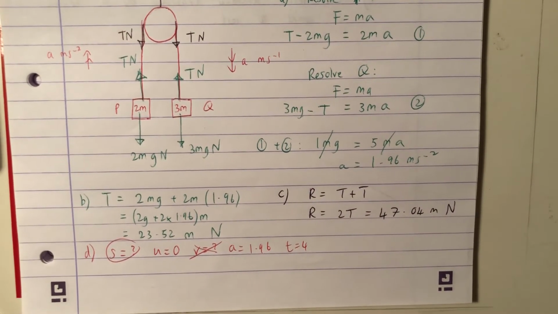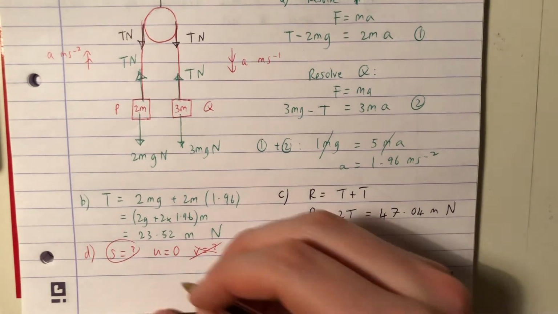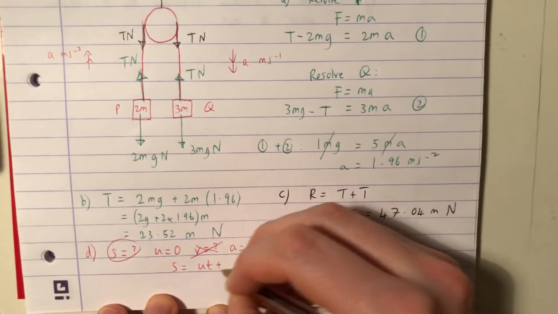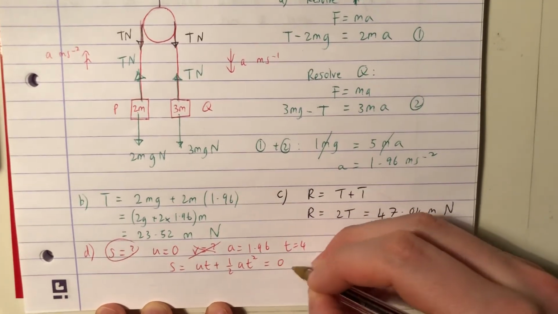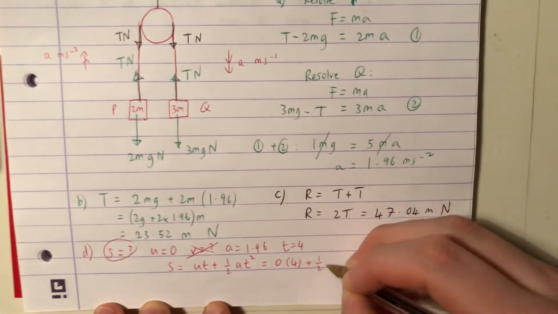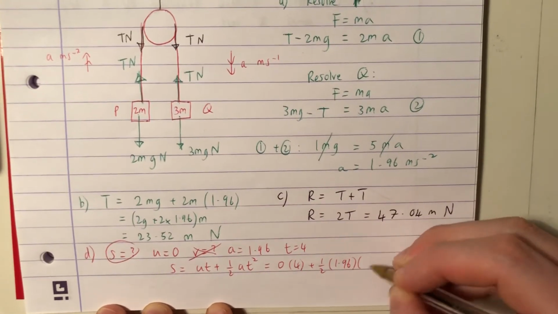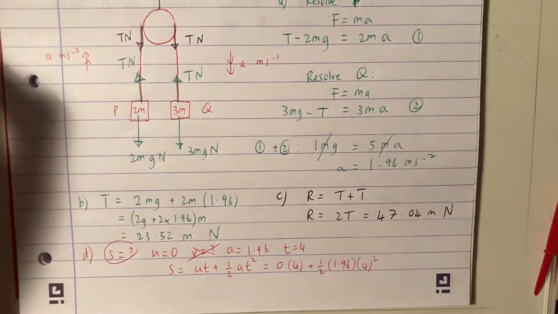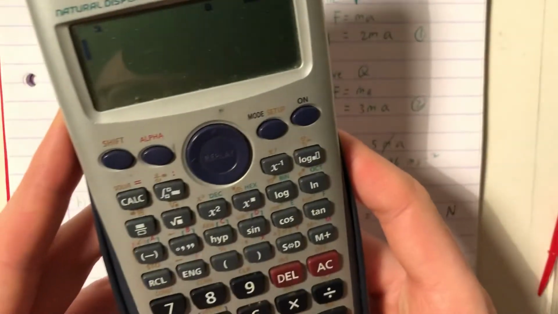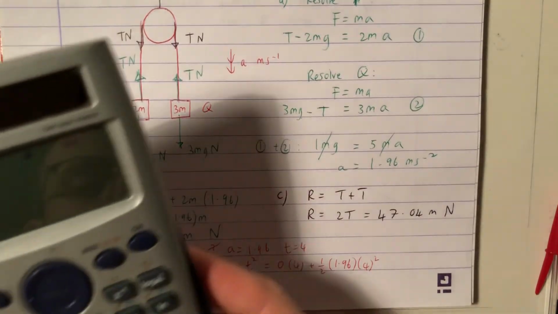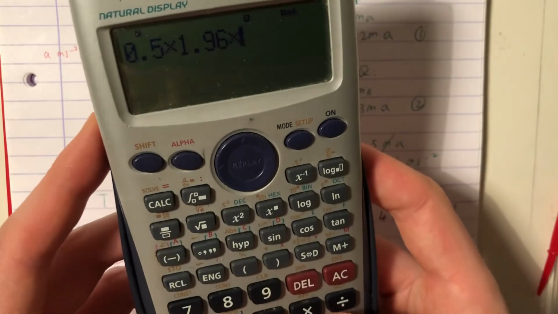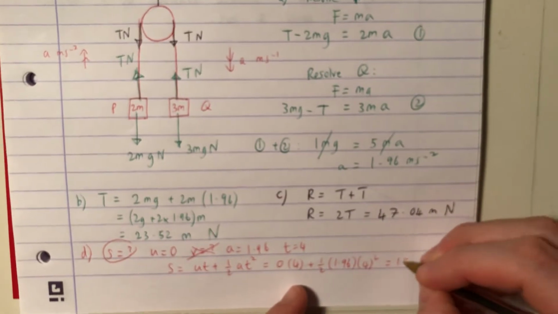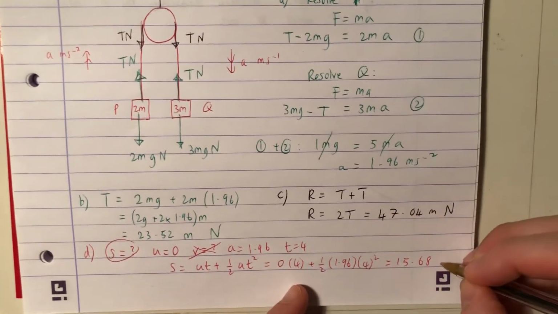And we've got a formula linking S, U, A and T, which would be S equals UT plus a half AT squared. Substitute everything you know: 0 times 4, plus a half, 1.96, 4 squared. Type that into your calculator. The first term disappears, so it's just 0.5 times 1.96 times 4 squared, which gives you 15.68 meters.